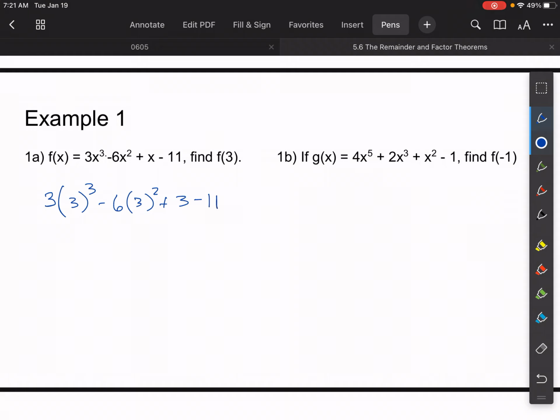Then for 1b, you'd plug in a -1 and make sure you use parentheses there. So 4 times -1 to the 5th power plus 2 times -1 to the 3rd plus -1 squared minus 1. Just a reminder, on this one here, we have gaps. If you're going to use synthetic division, you need a 0x to the 4th, and then you need a 0x term that you would put in there. You don't have to worry about that if you're just evaluating it at -1.